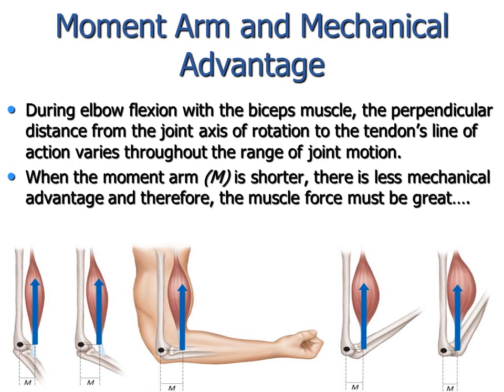Now, when the moment arm is shorter, in other words, when the forearm moves either above or below maximum horizontality, and the moment arm through which the bicep muscle acts, the mechanical advantage diminishes and becomes even less than it was.